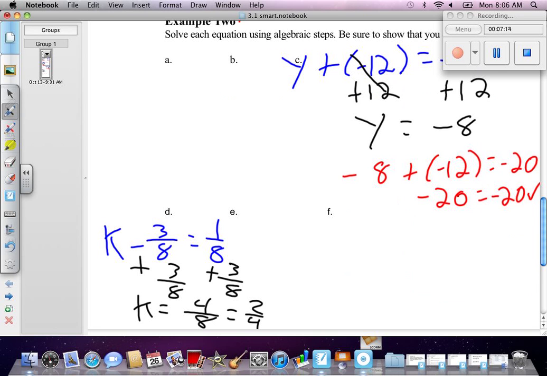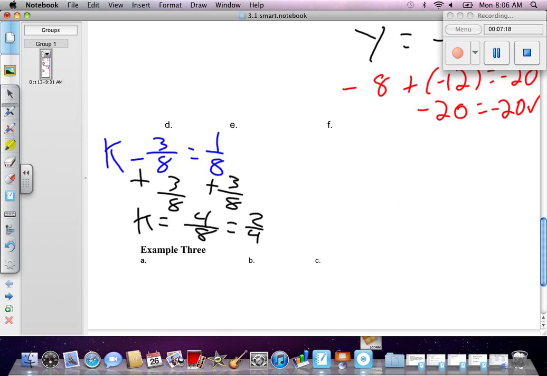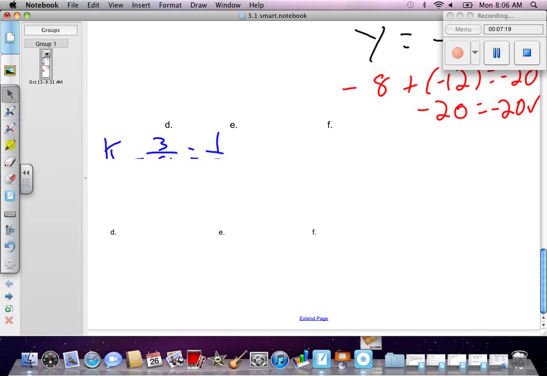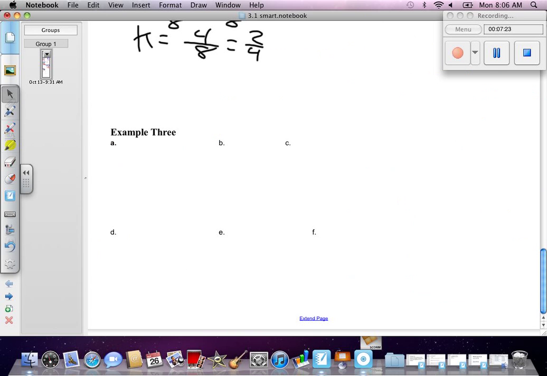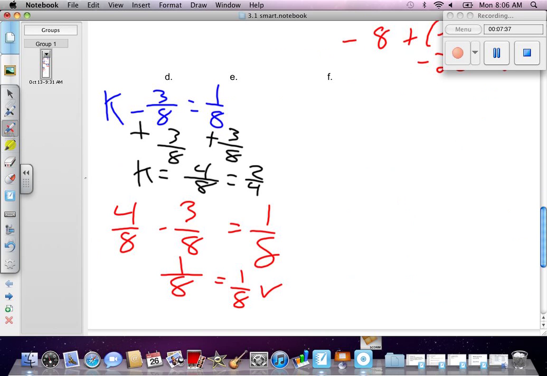Okay? This is just a hint. You're probably going to want to put in the 4/8 instead of the 2/4. That's going to make it easier to subtract. So we're going to go 4/8 minus 3/8 equals 1/8. We know that 4 minus 3 gives us 1. So it checked out perfect.